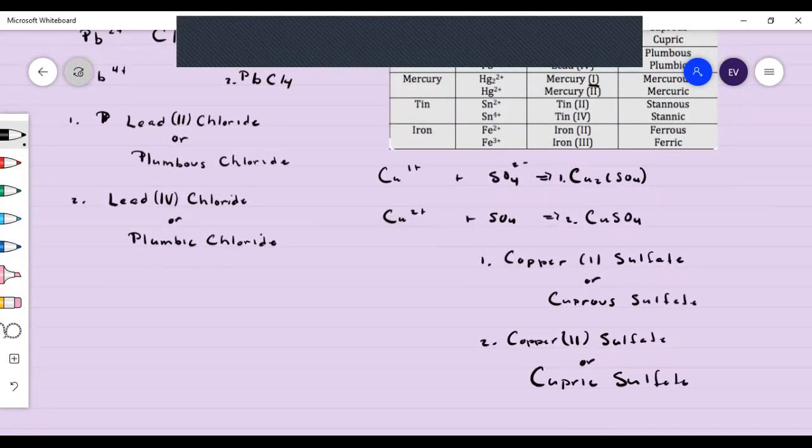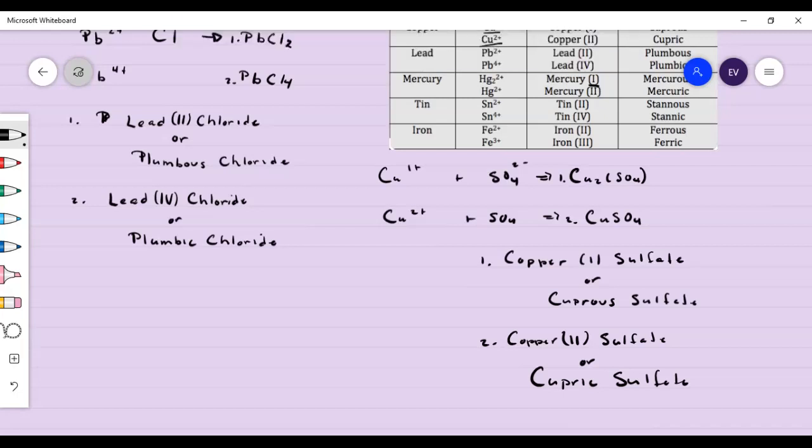This is pretty much the gist of how to name compounds. Remember that when you're working with the transition metal, you have to use either the common name or the systematic name with the Roman numerals. Understand that polyatomic ions are going to be used whatever name they're named, okay? And then you always add the IDE ending if it's just a single atom that's been ionized, to form an anion.